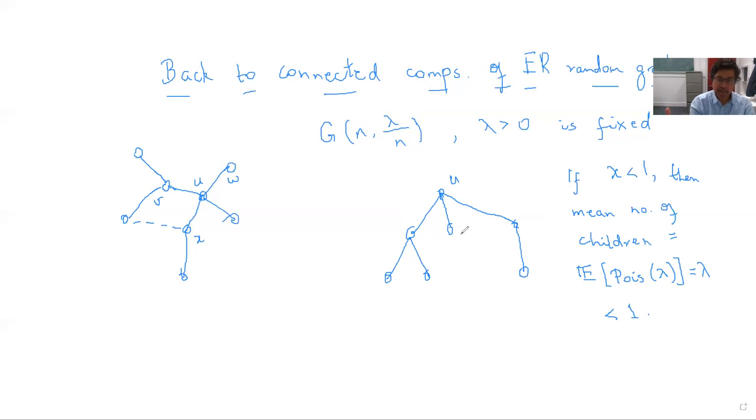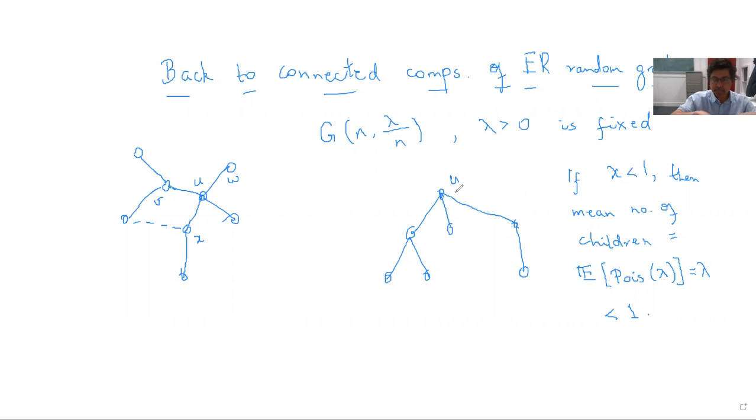branching process becomes extinct with probability 1. So it may take a long time to become extinct. Maybe there are 20 children or 100 children or 20 descendants or 100 or 10,000 before it becomes extinct, but eventually it becomes extinct. So as n goes to infinity, when you start from any vertex and explore its neighborhood, you are seeing a connected component whose size is of order 1. It's some constant, it's random, but it doesn't depend on n.